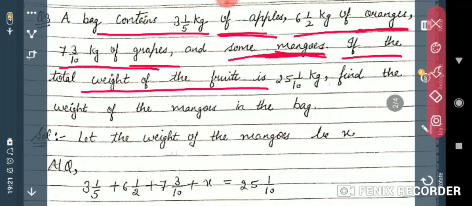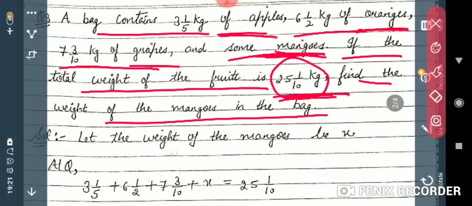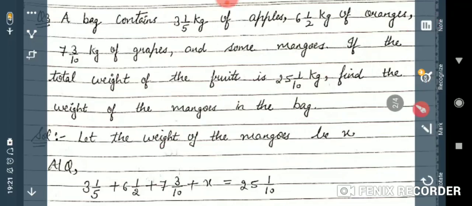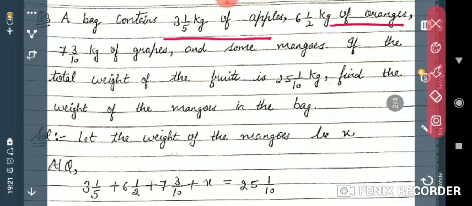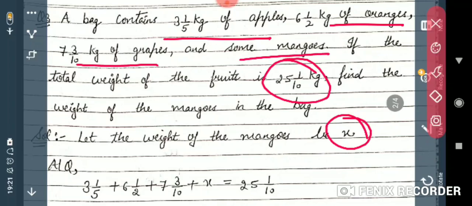If the total weight of the fruits is 25 1 by 10 kg, just see, total weight, it is the same as the first question only. The total weight of fruits is given: apples, oranges, grapes as well as mangoes. Find the weight of the mangoes in the pack. So what do you have to find? You have to find the weight of the mangoes. So let the weight of the mangoes be x. As you know very well, if you add all these fruits, apples, oranges, grapes as well as mangoes, and what are mangoes? x. What will you get? The total weight of the fruits, that is 25 whole 1 by 10.